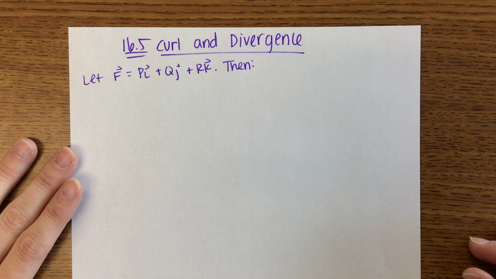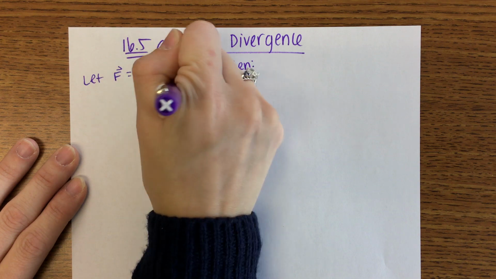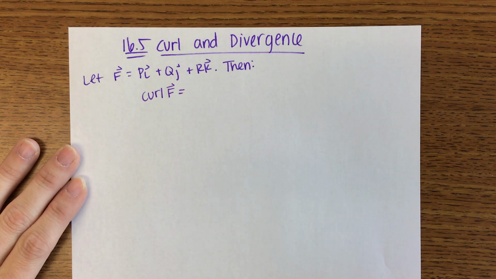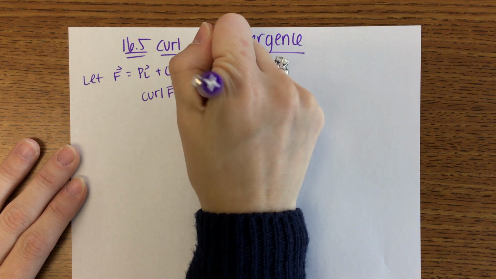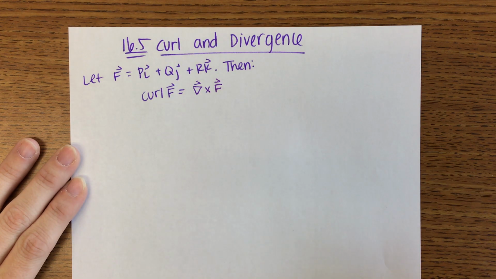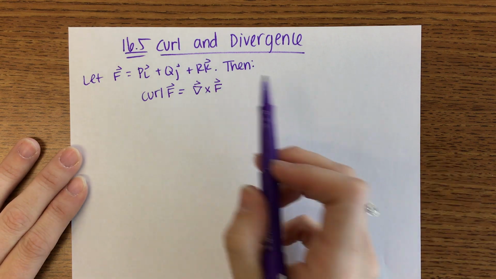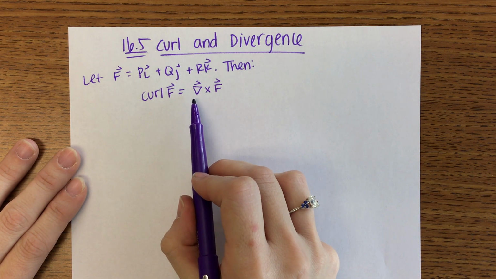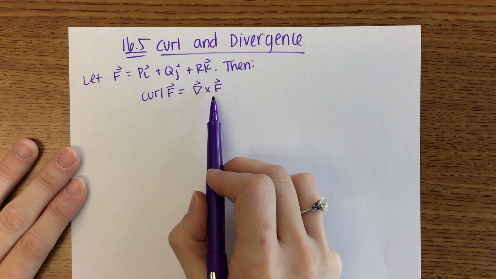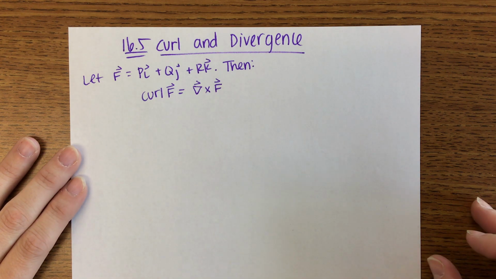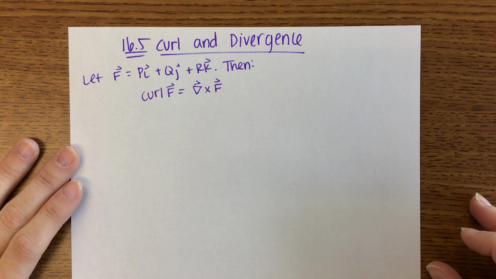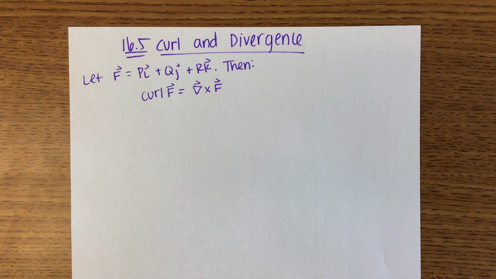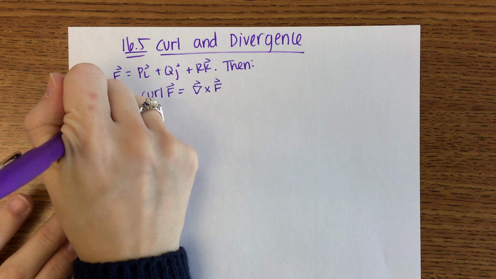They're not constants. Then, curl of F is going to be the following. What is this first symbol? Gradient. So we're going to cross gradient with F. And what form will our answer be? A vector field. Importance of curl, it's related to the rotational properties of fluid at a given point. So we'll look at a quick example.